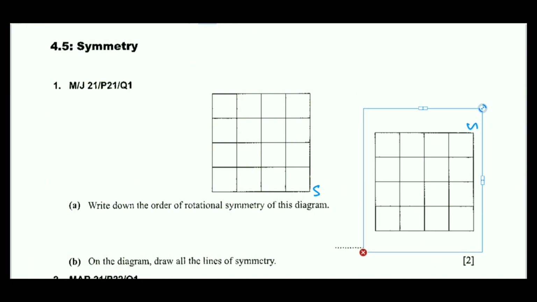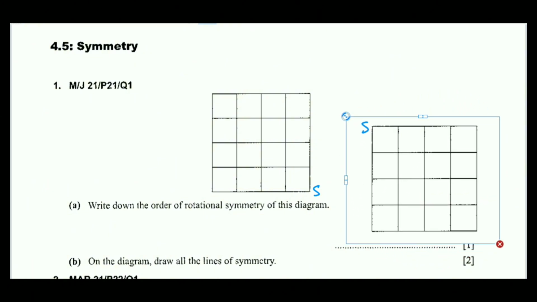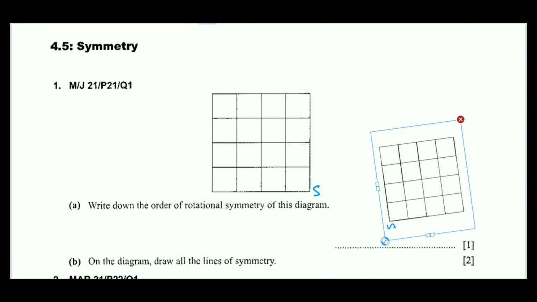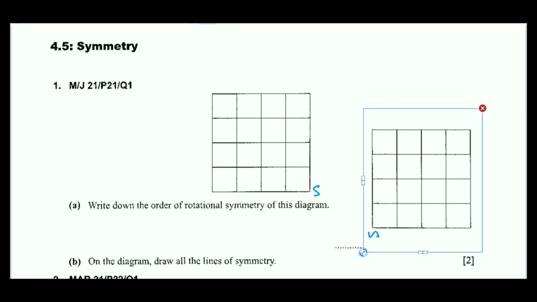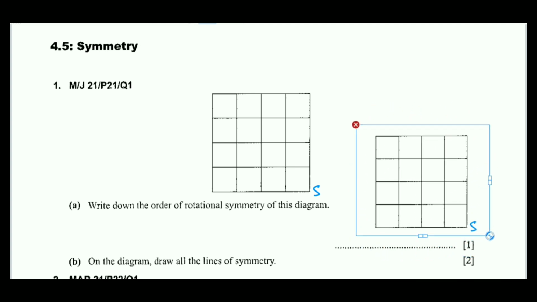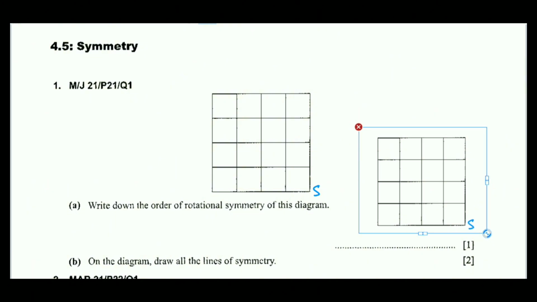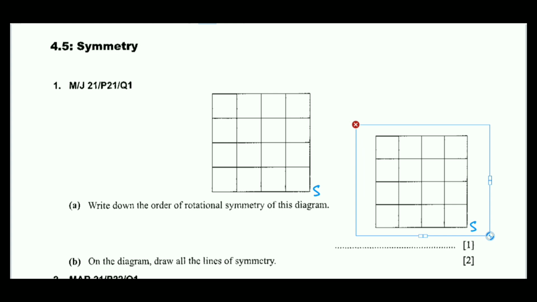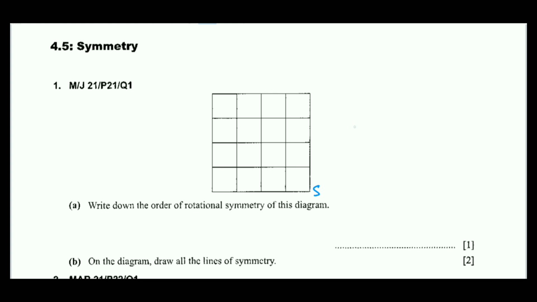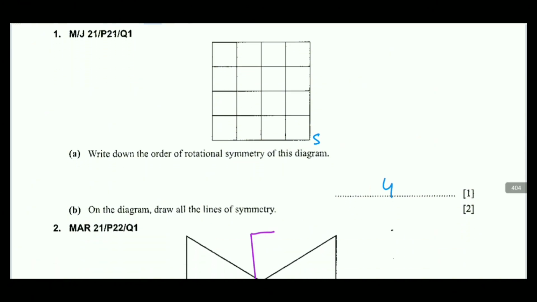1, you can see the exact same shape, 2, you can see the exact same shape, 3, you can see the exact same shape, and 4, the final look at this shape, you can see this is also the exact same shape. So it means that the order of rotational symmetry of this diagram is 4. So now you can write here 4. This is a way how you can check the order of rotational symmetry of any diagram by rotating your paper.